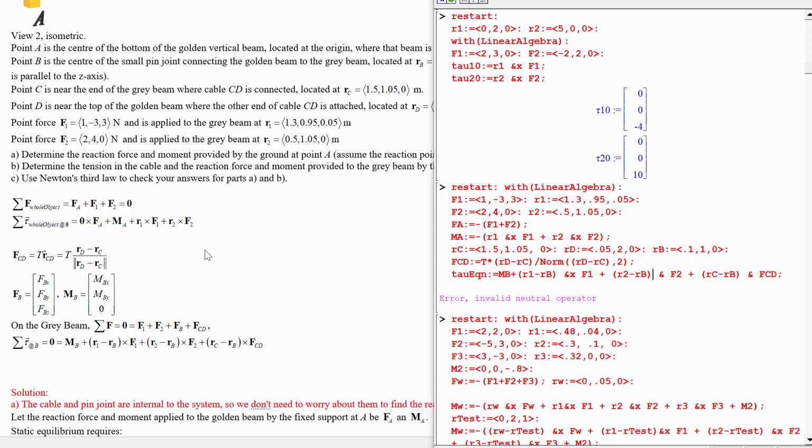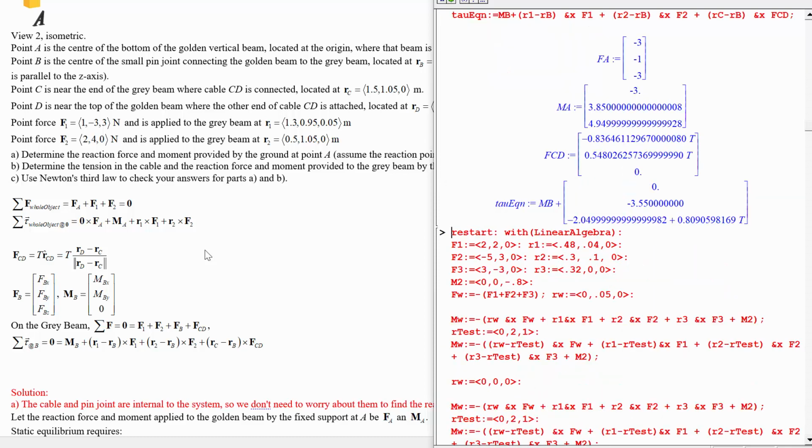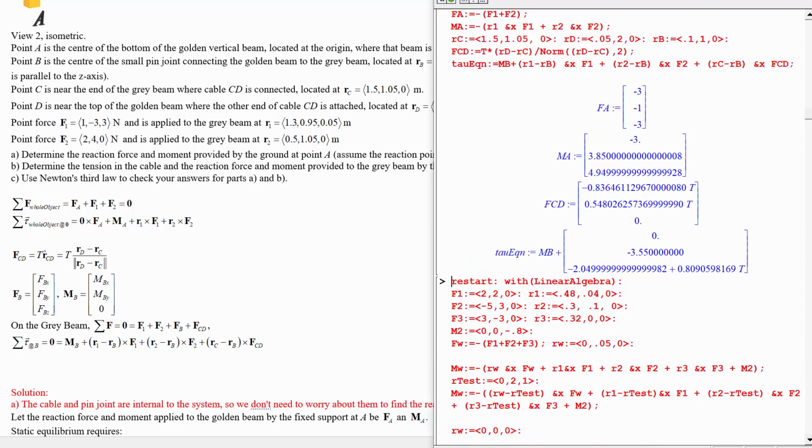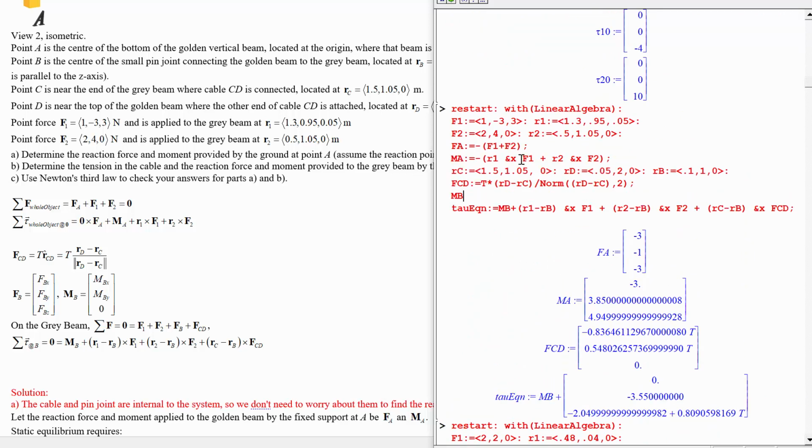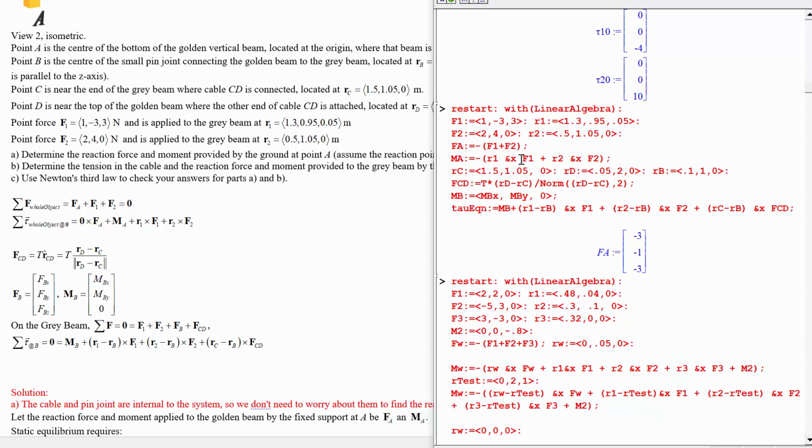What did we do wrong here? Invalid, oh, and X, yeah, and X. That's the cross product one. Okay, so we don't know what MB is. We didn't put that in yet, but we can first put it in as a variable, right? MB is equal to MBX, MBY, and 0. Specify that additional information.